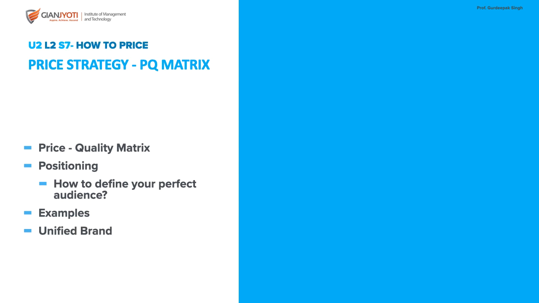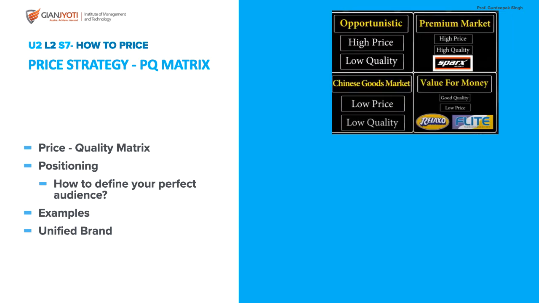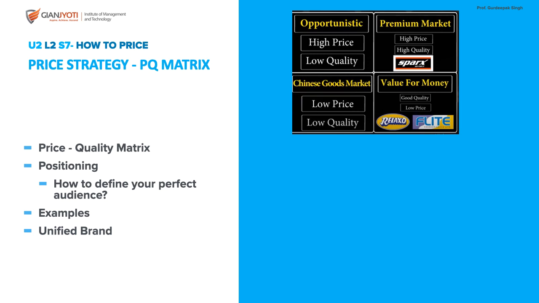Another thing I would like to discuss with the price quantity matrix is if one brand would like to move from one quadrant to the other. For example, from value for money, Relaxo wanted to move, and has moved, to the premium market. So what they did, they have one brand which is Flight, which is value for money, and then they introduced another brand, Sparks, which is in the premium market. Now they knew that they cannot go with Relaxo as a brand for value for money as well as premium market. But it was very hard for them when they did that.